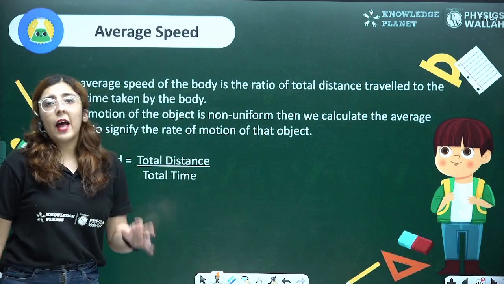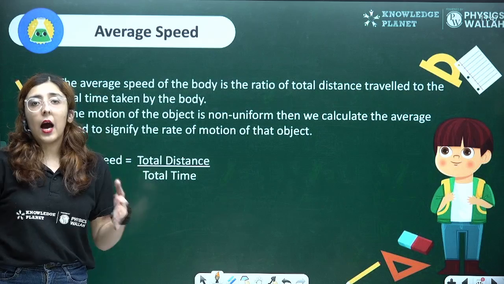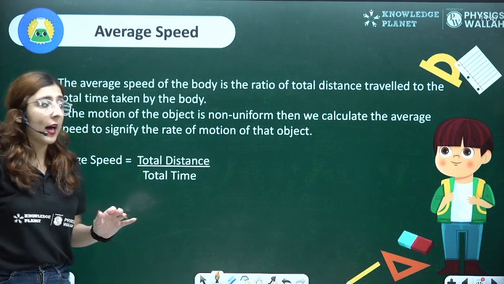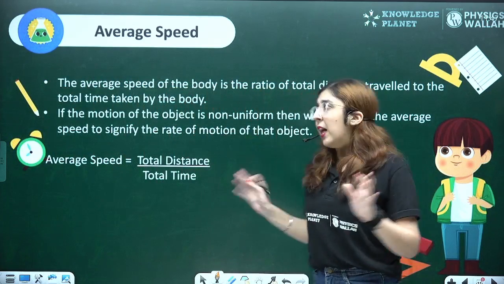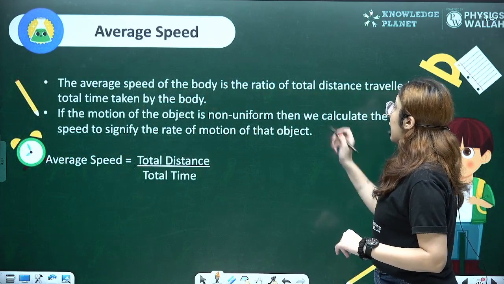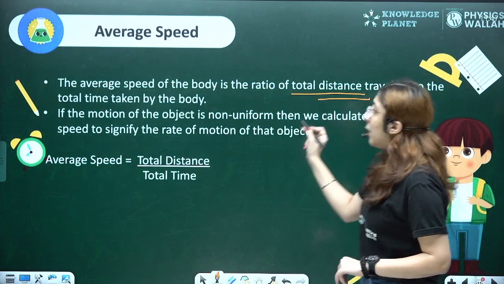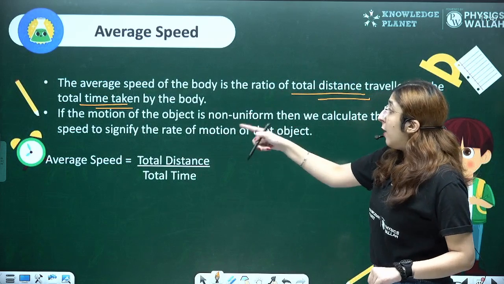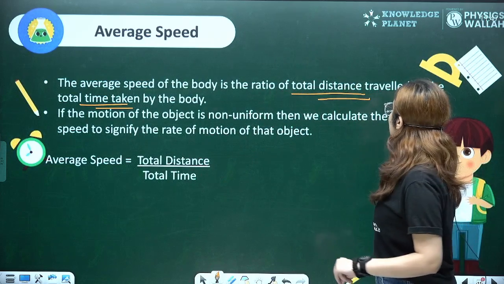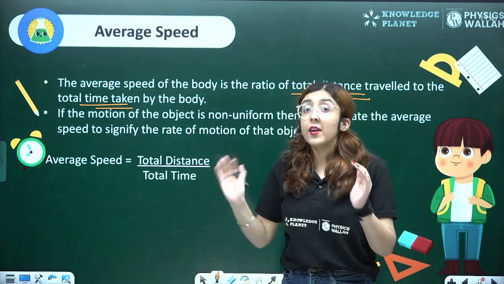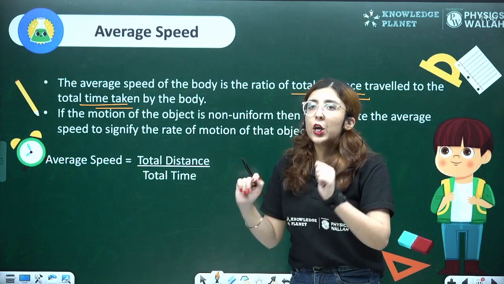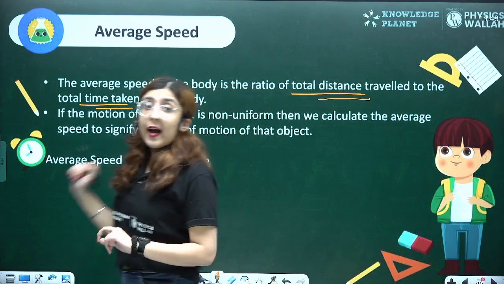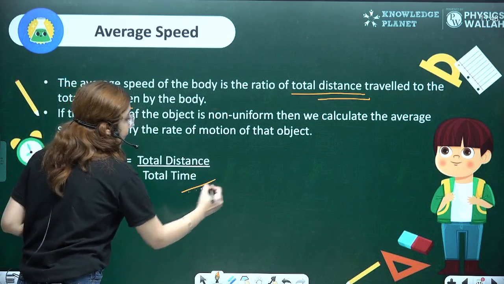So, talking about average speed, we say when your car is moving and covering unequal distances and unequal interval of time, certainly over there, what we do is we take out the average. Average speed of the body is nothing but the ratio of total distance by total time taken. If the motion of the object is non-uniform, then we calculate average speed. Everyone, only when it is non-uniform will you calculate average speed. Total distance by total time. The formula, total distance by total time.